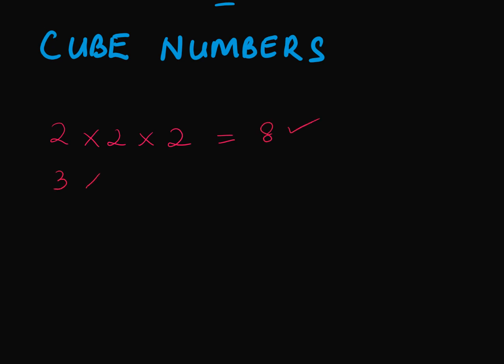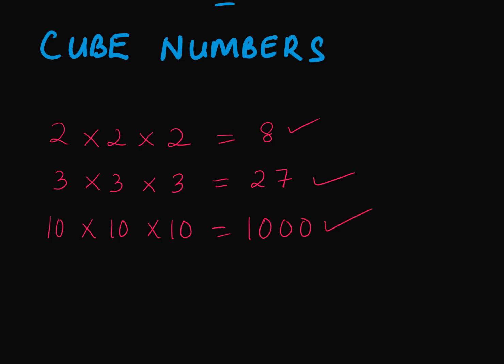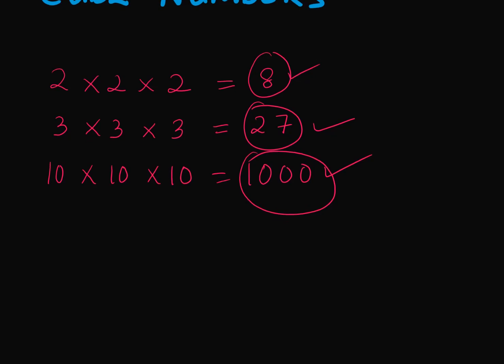If I multiply 3 by 3, I get 9. 9 into 3 is again 27. So 27 is another cube number. Or for example, if I multiply 10 by 10 by 10, what do I get? I get 1000. And that again is a cube number. Okay. So these numbers are cube numbers, 8, 27, 1000. Now what are cube roots then?